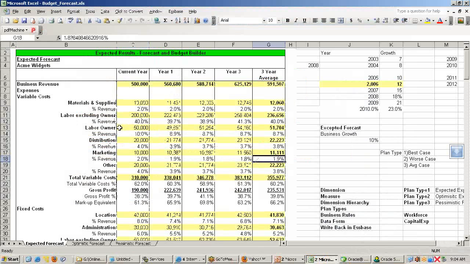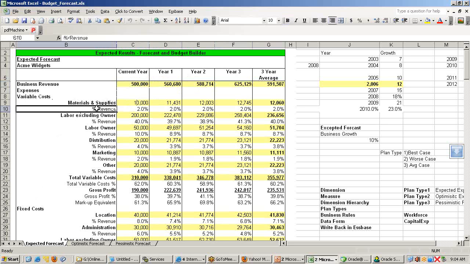It simply says this is my business revenue for the current year and future 3 years. I am forecasting my current year and future year business, and my various expenses depend upon my business revenue. Like material and supply is 2% of business revenue, labor excluding cost is 40% of business revenue. So there are certain calculations associated with this, and these calculations you may need to write in planning.